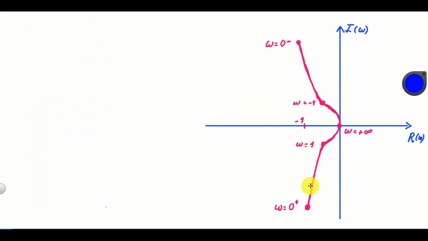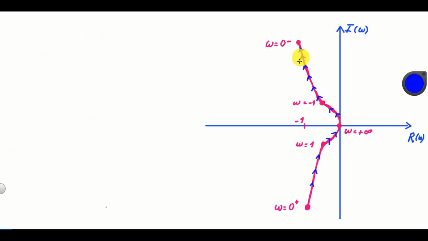Next, it's a good practice to add arrows. These arrows denote how our graph changes when omega goes from 0 plus to infinity, and when omega goes from minus infinity to 0 minus. Obviously, we go like this.